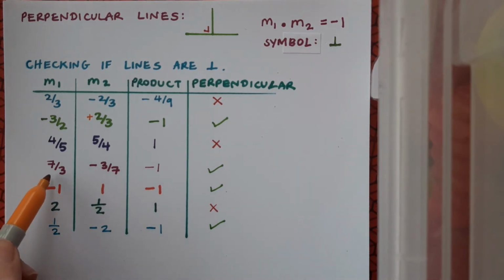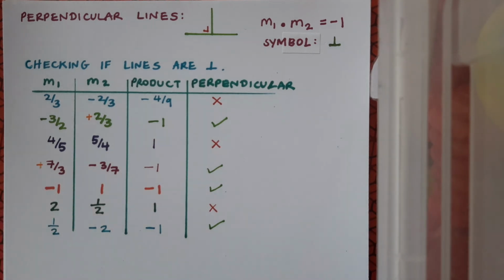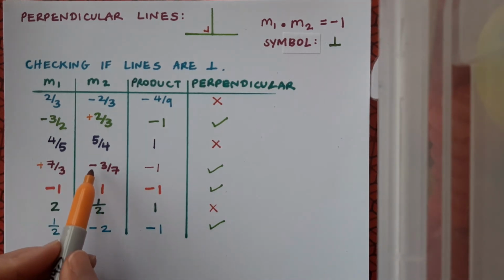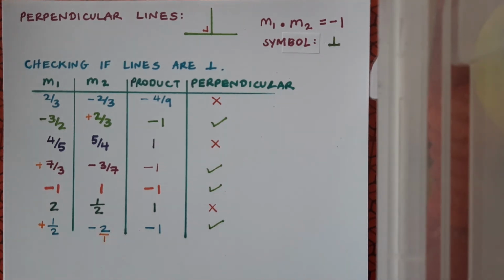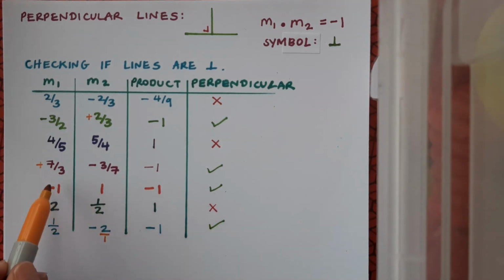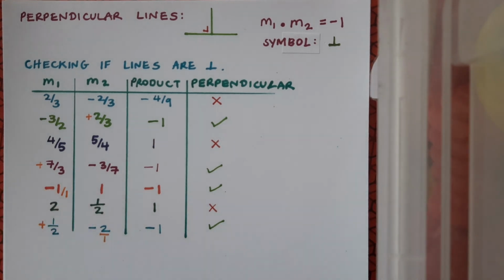Same thing has happened here. I've got a positive fraction of 7/3. I change it to a negative and I flip it over. Down at the bottom here, I've got a half, so I've a positive fraction. I've flipped it over, and that's made a negative. What about this line here? Well, I could write -1 as a fraction by putting it as -1/1. It's a negative there.